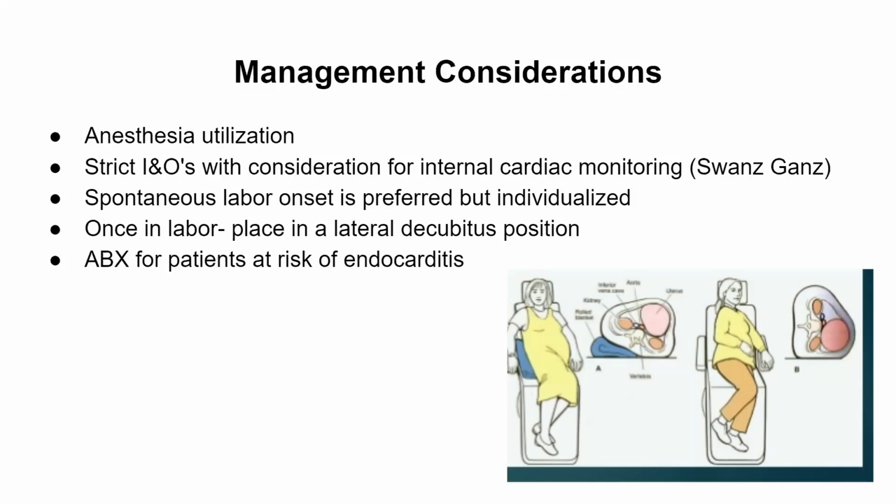Spontaneous labor onset is preferred, but it's also individualized to the patient's plan. And then once in labor, if you had a patient who was laboring, let's say a class 2, you always want to try to keep her in a lateral decubitus position. Why do we do that? Well, we've known since way back that we do that to try to stabilize our blood pressures. But why does it work? It's because we're releasing that pressure on the vena cava.